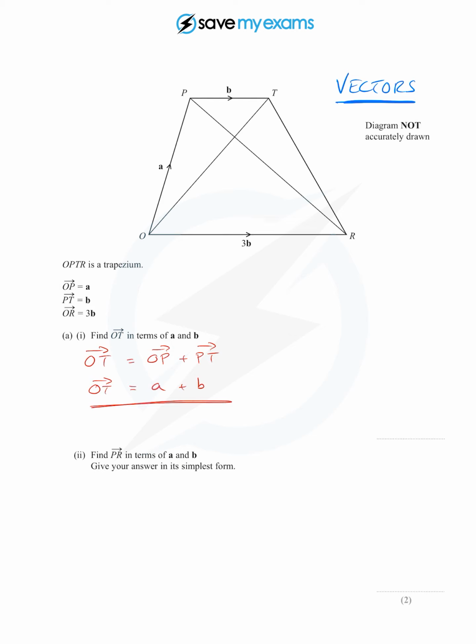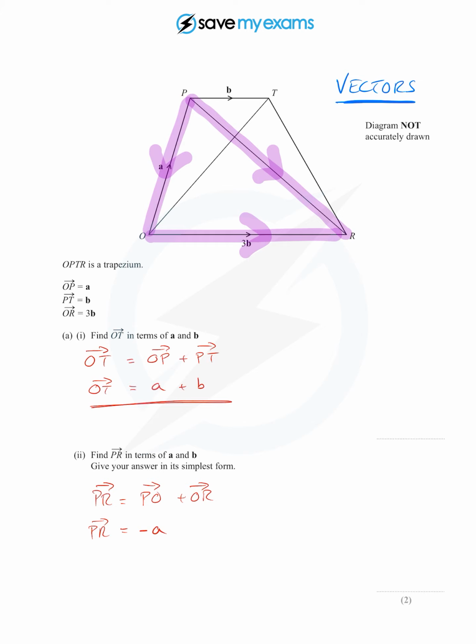And then we do a similar thing for PR. Where's PR? That's this vector here. How do we get from P to R? Well, I would go back to O and then out along to R, and that would seem to be using things we know. So PR is, well, let's go from P to O and then from O to R, and that's the route we're going to use. So PR is, well, PO is sort of A, except it's going the wrong way, and backwards along a vector is minus that vector. And then we add OR, which is 3B, and I can either leave it like that, or I could write it as 3B minus A. I'll just leave it like that.